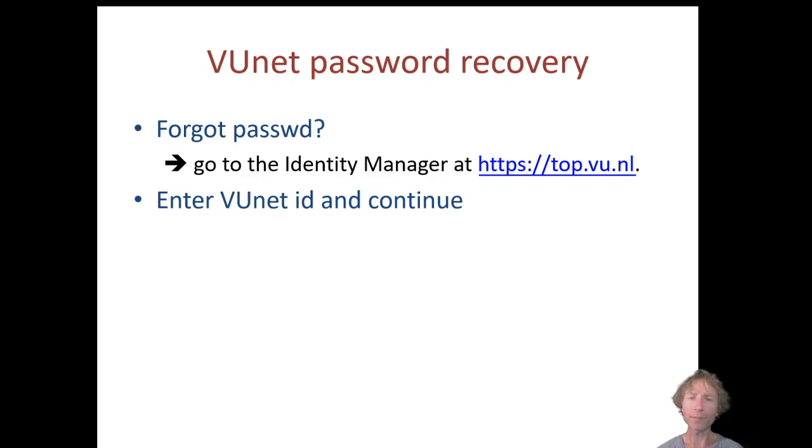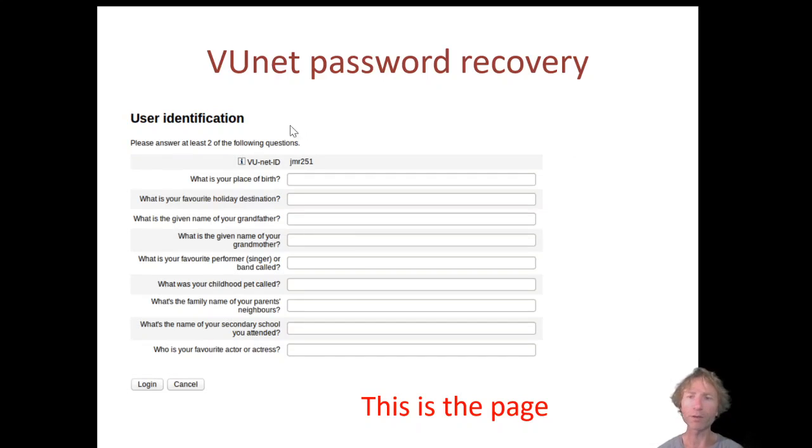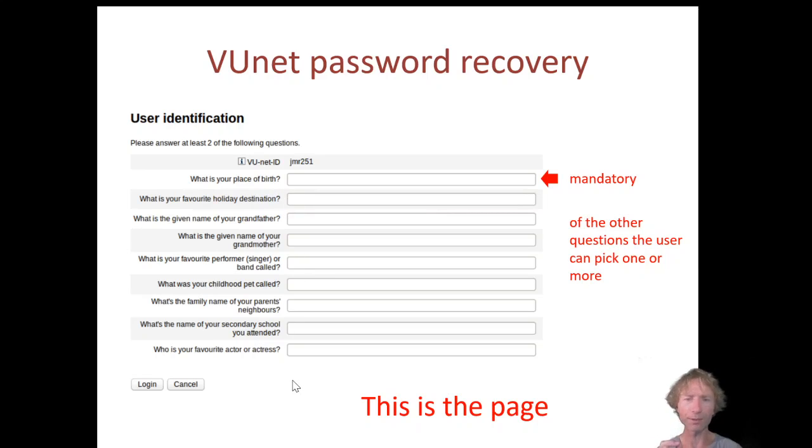Now, what does that mean? Well, besides providing your VUNet ID, you also have to answer a couple of security questions. We know all these security questions. You've seen them on many sites, I guess. Things like, what is your place of birth? What is your favorite holiday destination? Name of your grandfather, grandmother, favorite singer, your secondary school, all of these things. But now here's the problem, right? Of all of these things, you only had to get this one correct and one more. You had to get 2 answers correct, and only the place of birth was mandatory. Of all the other questions, you only had to get 1, right?